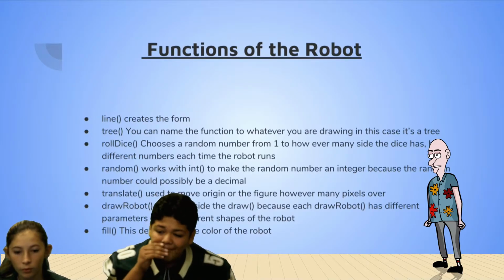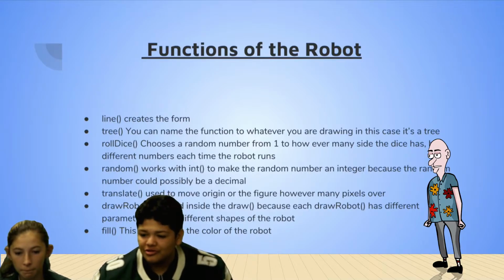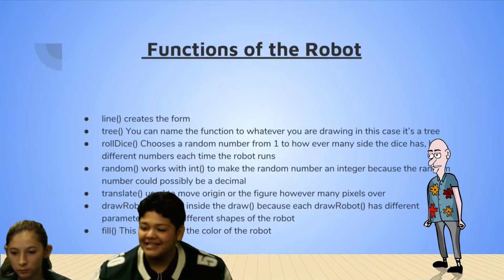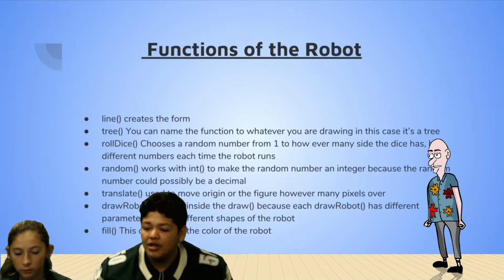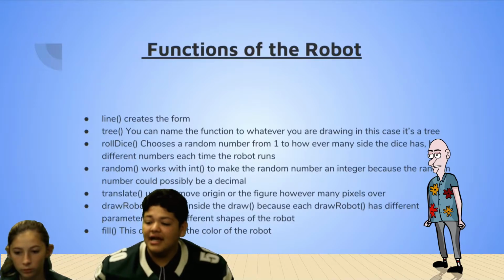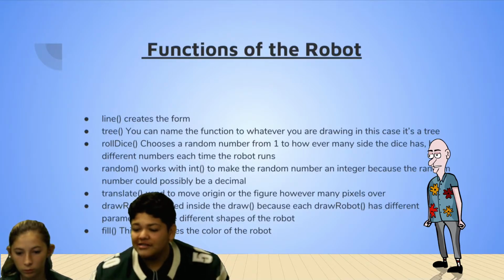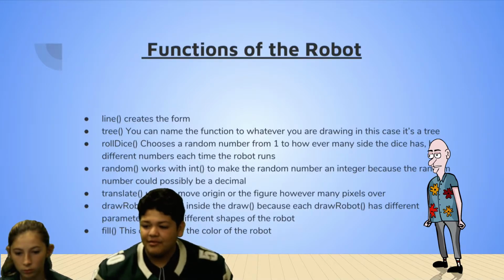The robot function line creates the form. Tree: you can name the function whatever you're drawing, and in this case it's a tree. Roll dice chooses a random number from 1 to however many sides the dice has, giving different numbers each time the robot runs. Random works with int to make the random number an integer, because the random could otherwise be a decimal.